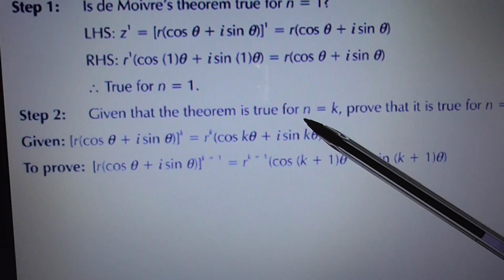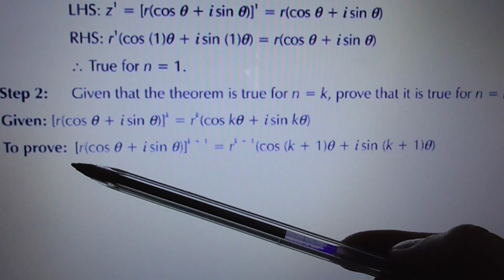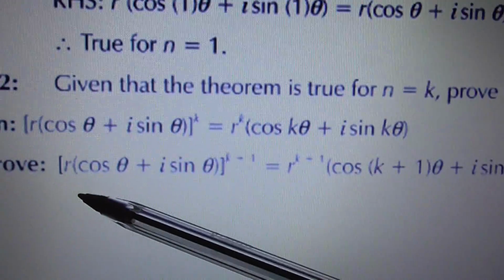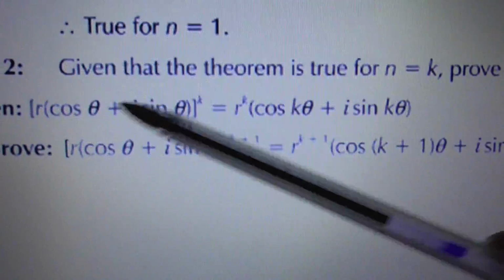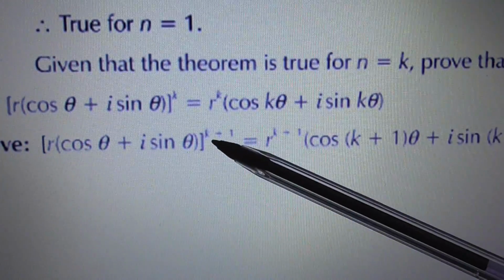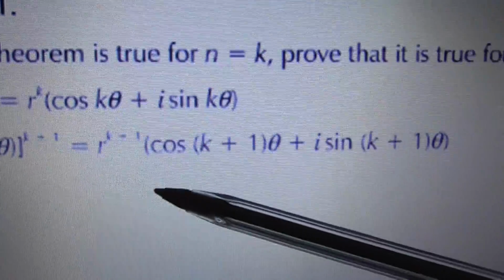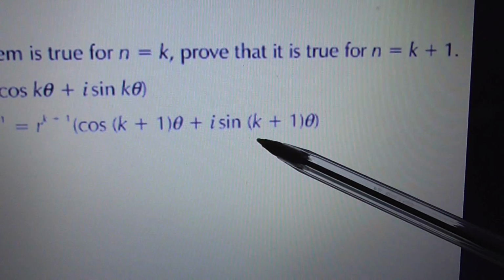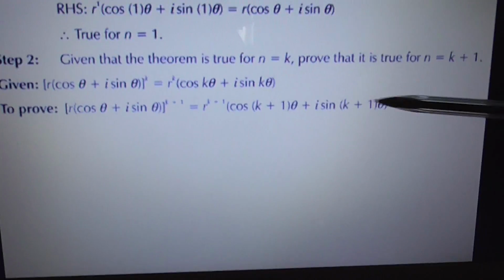Next, what is it I'm trying to prove? I am trying to prove it's true for n equal to k plus 1. So my left-hand side is r, a bracket, cos theta plus i sin theta, and the whole thing is in a bracket, all to the power of k plus 1. Using de Moivre's theorem, that would be r to the power of k plus 1 by the cos of k plus 1 times theta plus i sin k plus 1 times theta. So that's what I'm trying to prove. Put that in a box and highlight it.